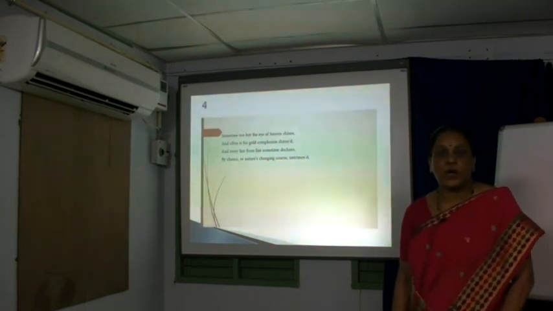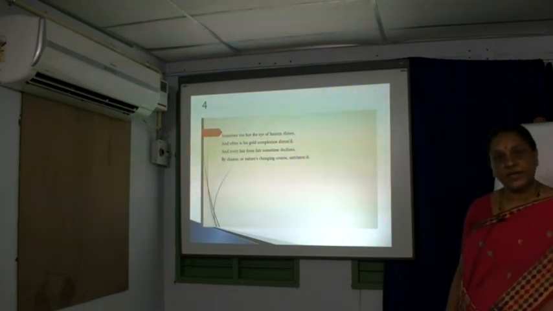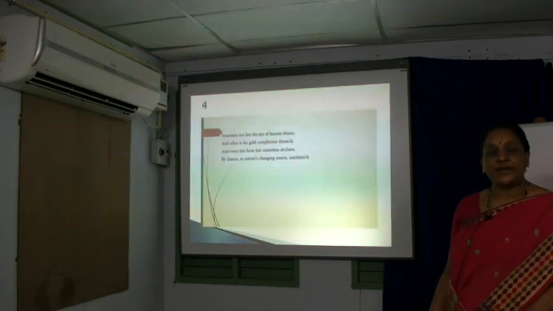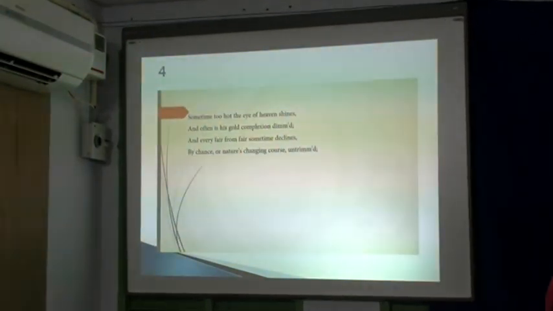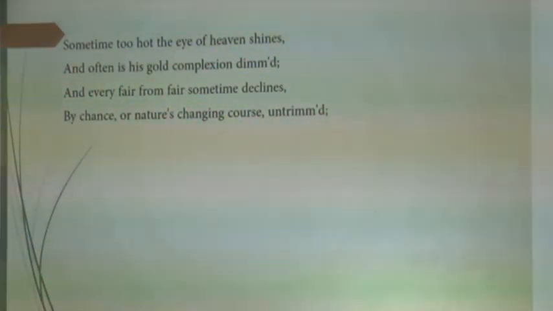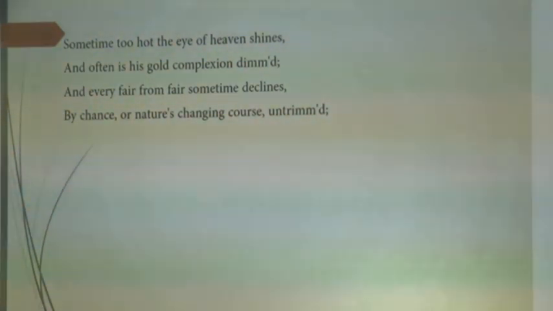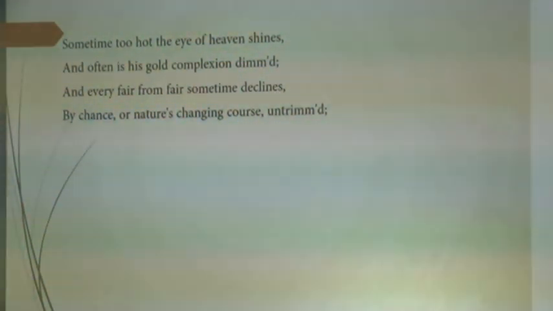He says the clouds that form in the sky dim the brightness. Either the sun shines with all his might, or sometimes the dark clouds dim the brightness of the sun. And every fair from fair sometime declines. So everything under the sun, whichever is fair and beautiful, is destined to come to an end and fade. It is all short-lived, by chance or nature's changing course untrimmed. So this decline happens accidentally or by the course of nature, that is, during the passage of time. The passage of time destroys and fades the beauty of everything or everybody under the sun.